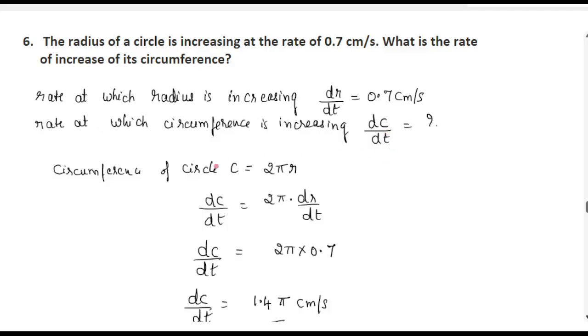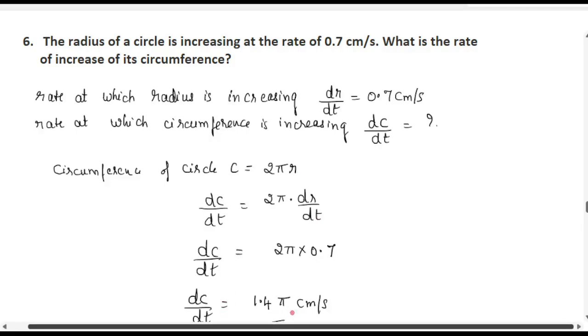What is the formula for circumference of a circle? That is c equal to 2 pi r. Now differentiating this, we get dc by dt equal to 2 pi into differentiation of r is 1 into dr by dt. So dc by dt equal to 2 pi into 0.7, or the rate at which the circumference is increasing is 1.4 pi centimeter per second.